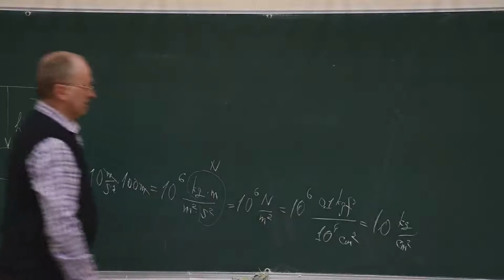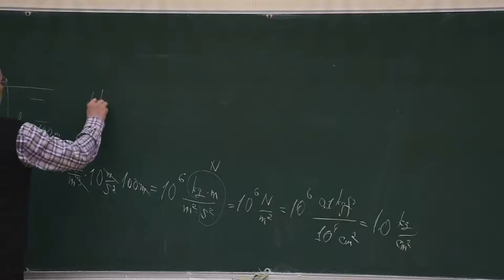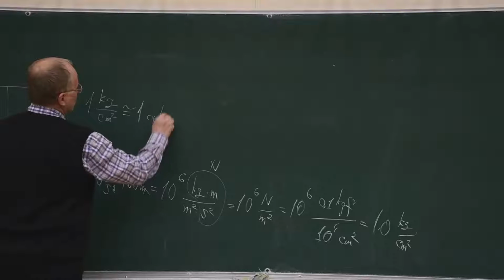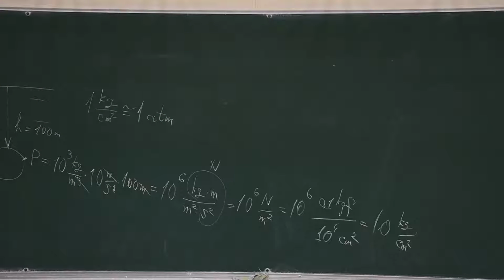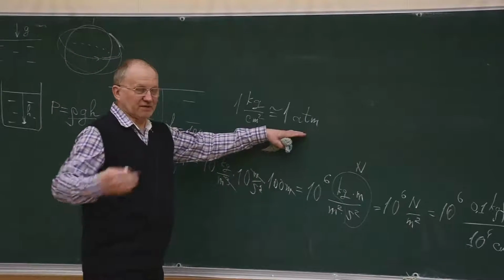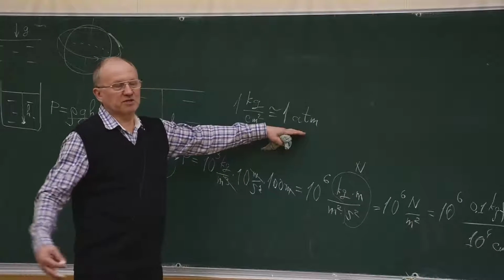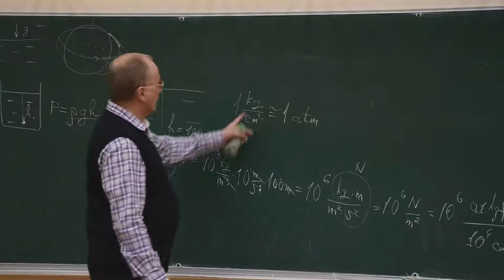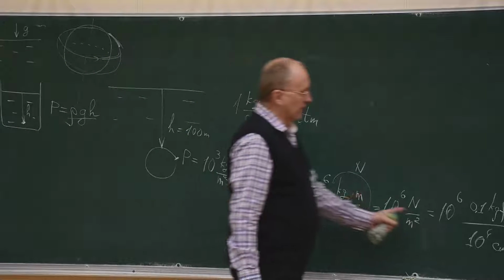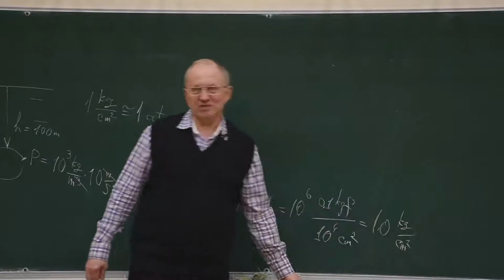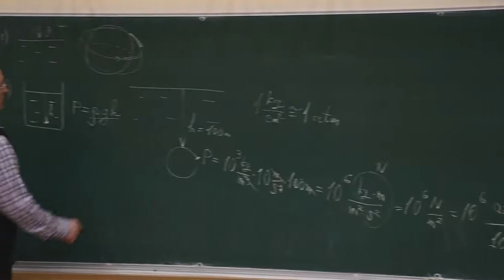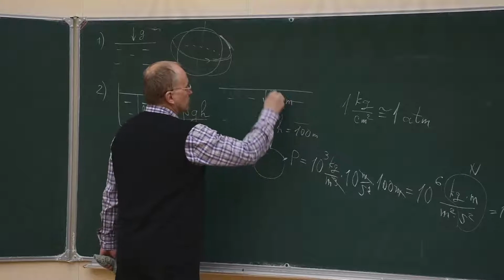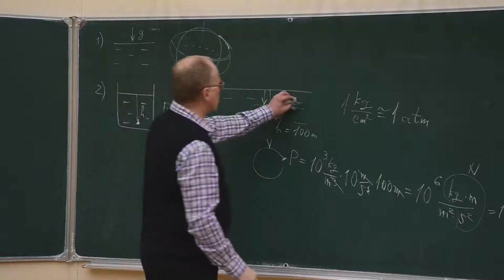That makes sense because 1 kilogram per centimeter squared is known to be approximately 1 atmosphere. That is the pressure of atmospheric air under normal conditions, at about room temperature. So 1 kilogram per centimeter squared is 1 atmosphere. And what we have here, 10 kilograms per centimeter squared, is 10 atmospheres. That makes sense because it's well known that each 10-meter depth will give you an additional pressure of 1 atmosphere.